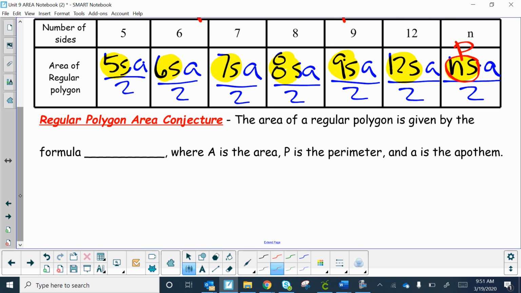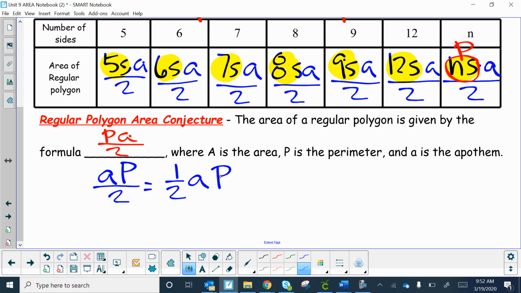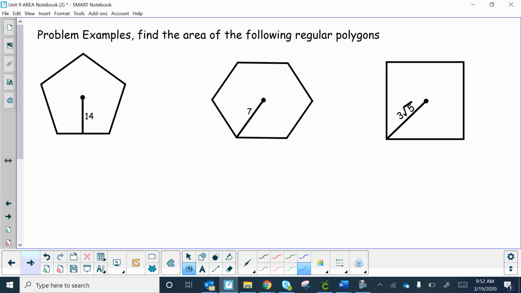So the way we want to write this formula out for any regular polygon is perimeter times the apothem divided by 2. On the formula chart, if you have yours, you might see it written as apothem times perimeter divided by 2, or 1/2 apothem times perimeter. Any of those work. That's the formula you'll need to use to figure out the area of a regular polygon. So let's do some examples now.